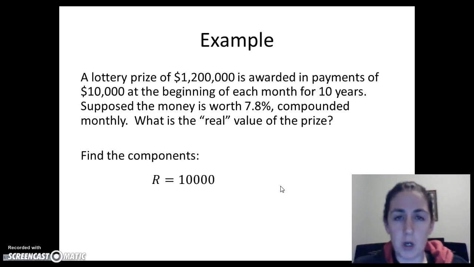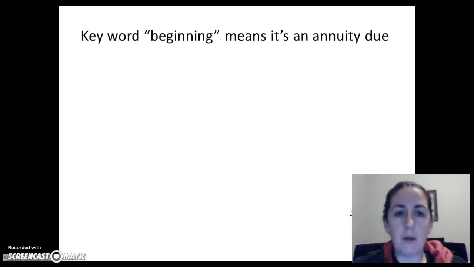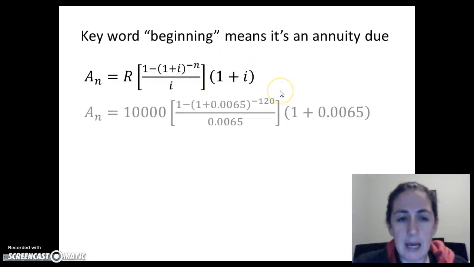R, the continual withdrawals, that's the $10,000 you're getting every month at the beginning of the month. i is r over m. That's 7.8% divided by, you're getting monthly payments, 12. And n equals m times t, the 12 payments that you get for the 10 years, or you get 120 payments total. So now when we plug this all in, remember beginning means it's an annuity due, so we need that 1 plus i at the end.